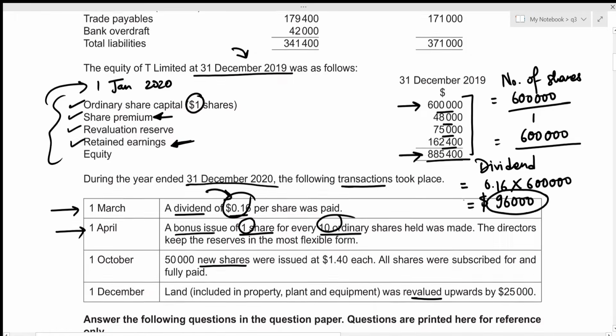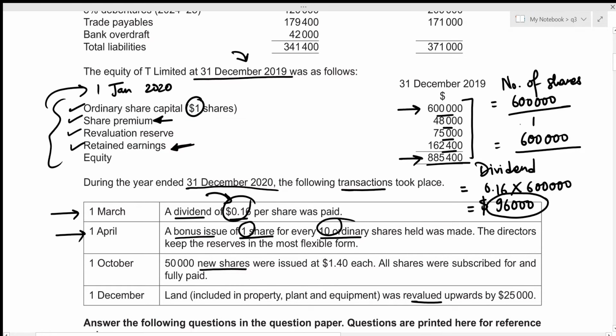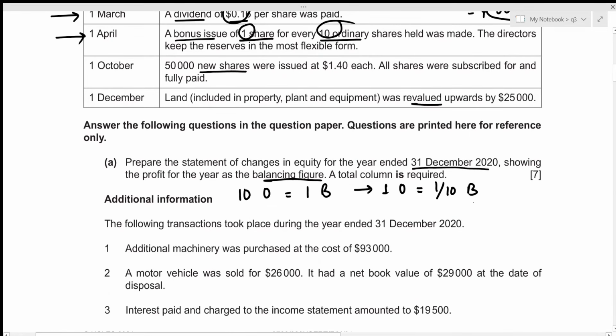And we know that we had the total of 600,000 ordinary shares, right? And we need to figure out the number of bonus shares corresponding to this value. So for 600,000 ordinary shares, we give out 600,000 divided by 10 bonus shares. So that is just going to be 60,000 bonus shares, right?